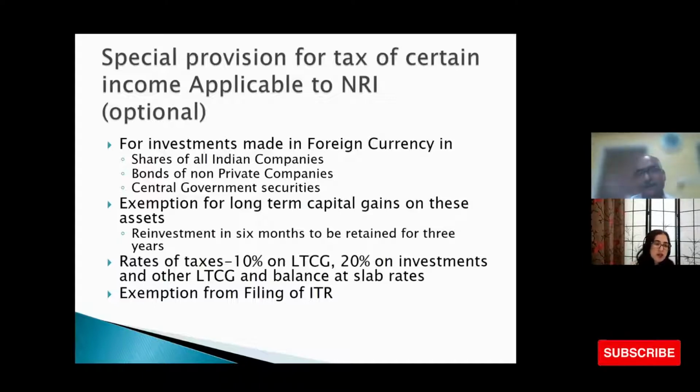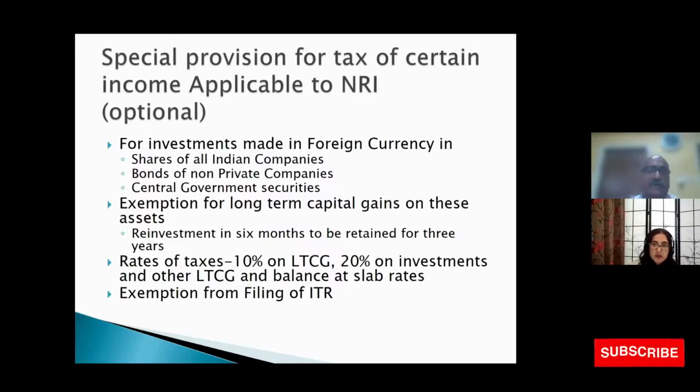Understood. Exactly. The scheme provides for exemption from filing of your income tax return, because this is the major headache for non-residents, how to go about filing the ITR in India. So in case your total income comprises all these three categories of investments, you have opted in, and tax has been deducted on those incomes, because anyway the TDS would have been done.